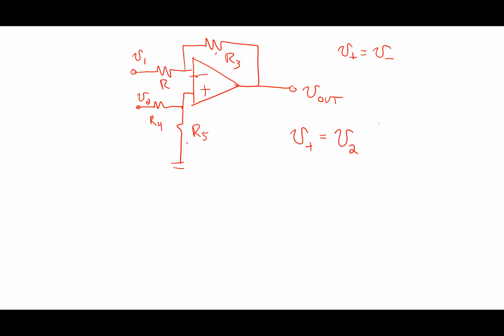V2 times R5 over the series combination R4 plus R5. Like that. Okay. Do I follow that? Why a voltage divider? Because it is one. That's a good answer. What makes it one, Jacob? The current's the same. I got a series combination of resistors. That's a voltage divider, right?